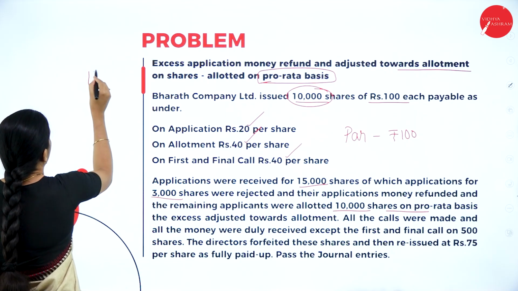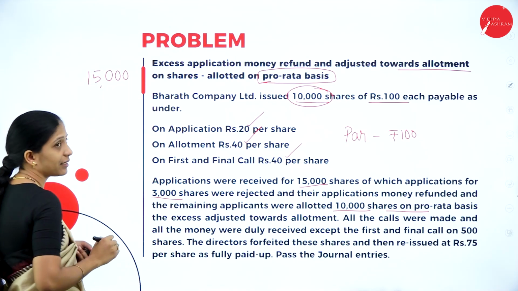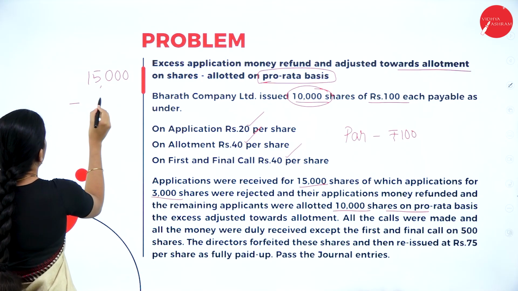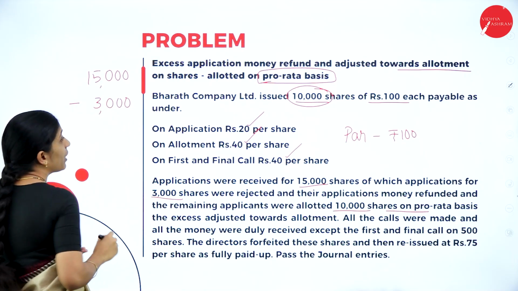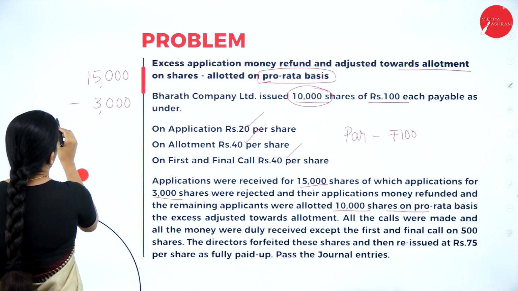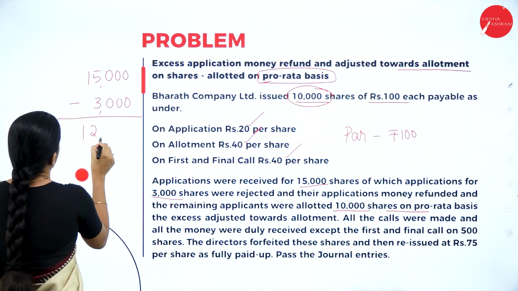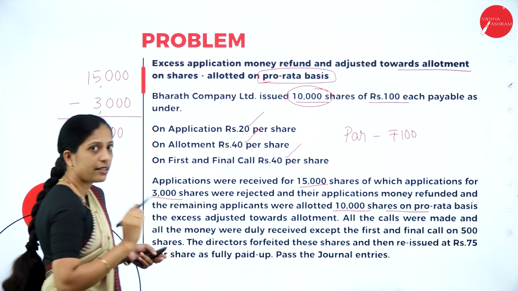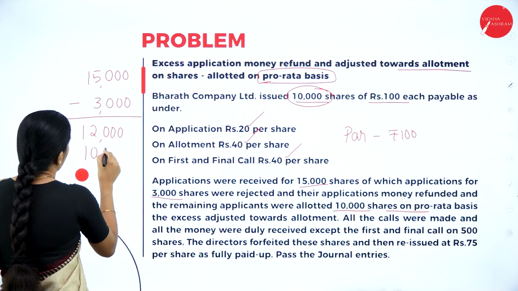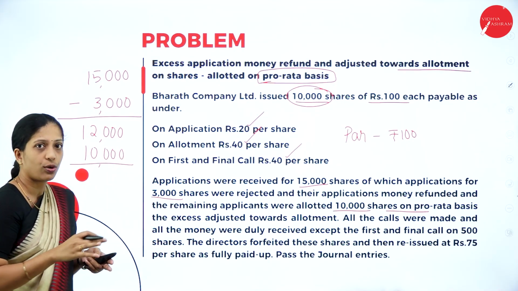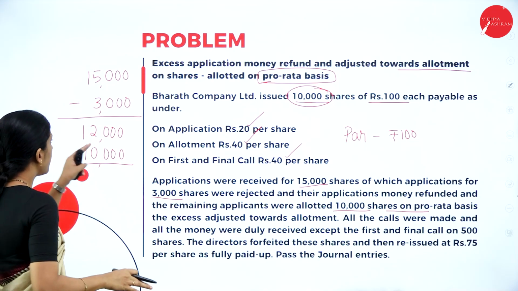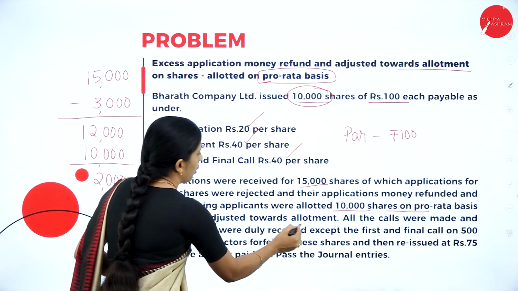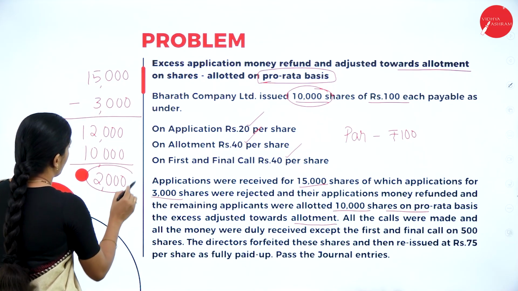Now, how many applications have we received? 15,000. But how many do we actually require? 10,000. Out of 15,000, we are going to reject 3,000 shares where we are going to refund the amount. So remaining is how much? That is 12,000. Correct? Out of 12,000, how many do we actually require? 10,000. So for 10,000 shareholders, we are going to allot the shares. Remaining 2,000, they have clearly told excess adjusted towards allotment. So this 2,000 has to be adjusted towards where?